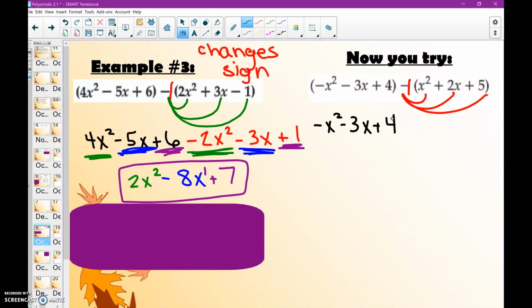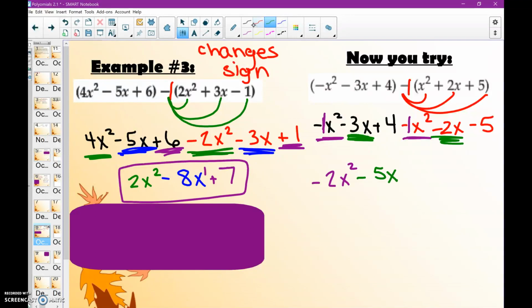All right, hopefully you tried it yourself. Remember, the first group doesn't change. And then we have negative x squared, negative 2x, and negative 5. They all change because they were all positive. Okay, negative 1x squared combines with negative 1x squared. Well, what's negative 1 and negative 1? Negative 2x squared, not 0. It doesn't cancel out. Negative 3x and negative 2x make negative 5x. And then the plus 4 and minus 5 make negative 1 there. And there's my final.